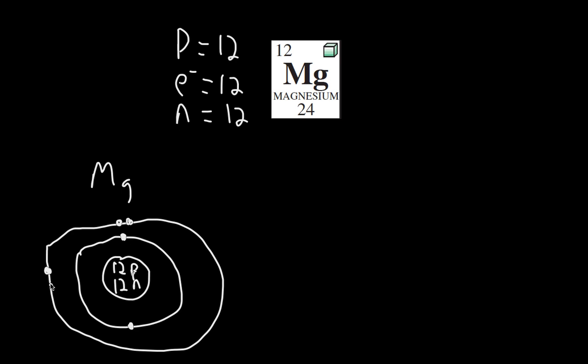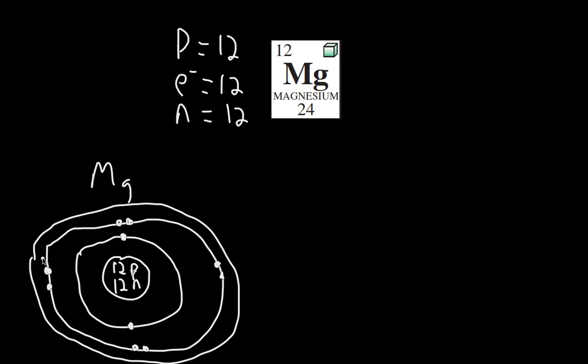2, 3, 4, 5, 6, 7, 8. I still have 2 left, so I need to go to a third ring, which I'm just barely going to make it on this screen. Sorry for these horrible circles. And I'll just put them right here. They can really go anywhere on this ring. So there's our regular magnesium atom.